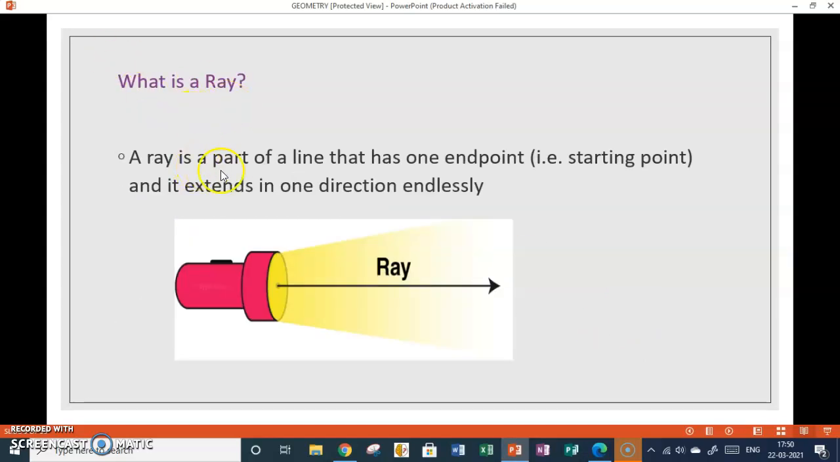What is a ray? A ray is a part of a line that has no end point, like a starting point, and it extends in one direction endlessly. You can see this torchlight. The light comes from the torchlight, and the light is a ray because the light is going only in one direction.